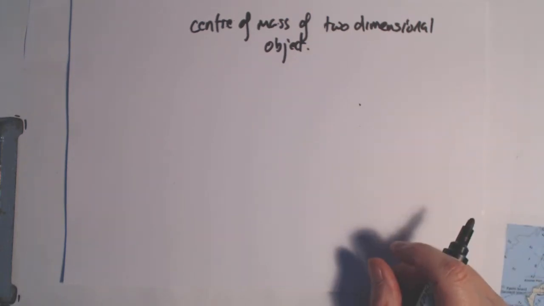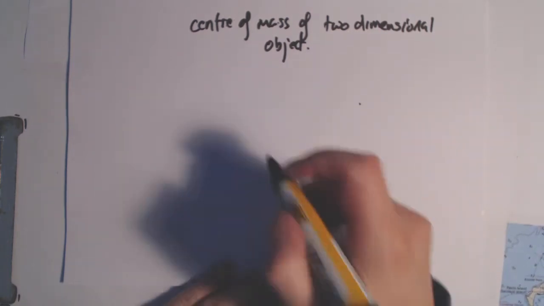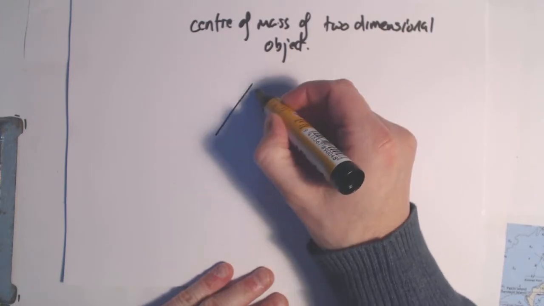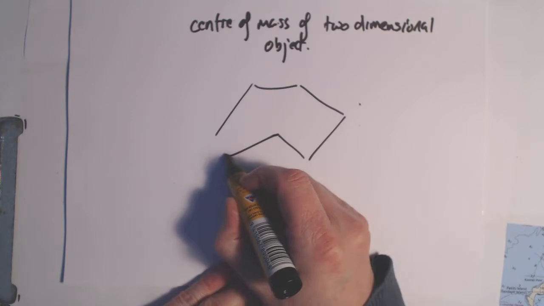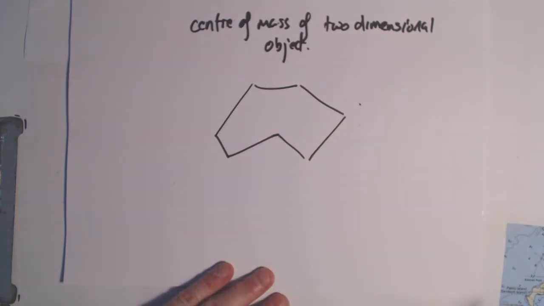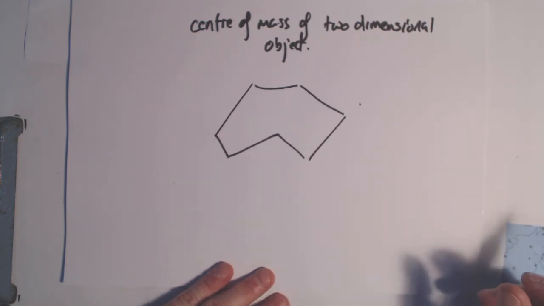If I have a two-dimensional object, even a strange, weird sort of object, let's say it's sort of like that, and it's a mass, and I want to know its center of mass, then this is just a tricky little trick you can use to find the center of mass.